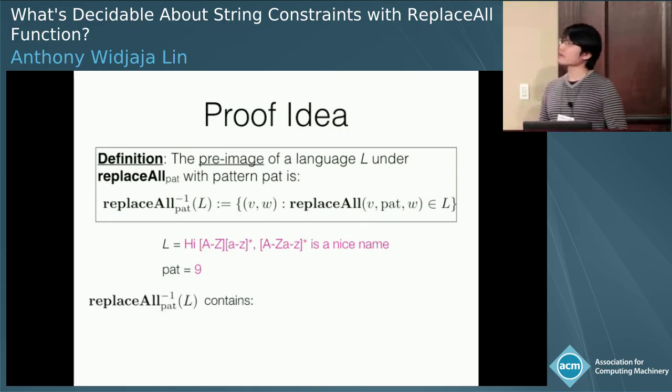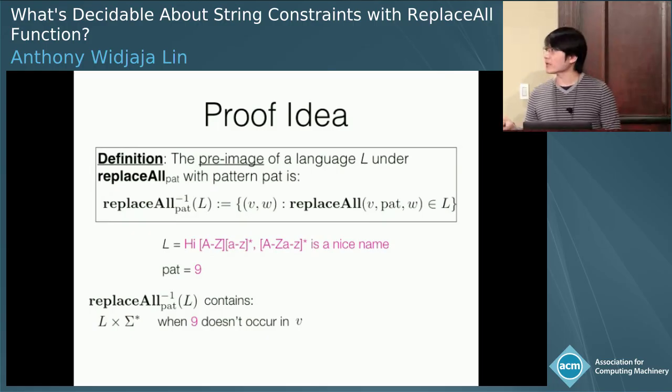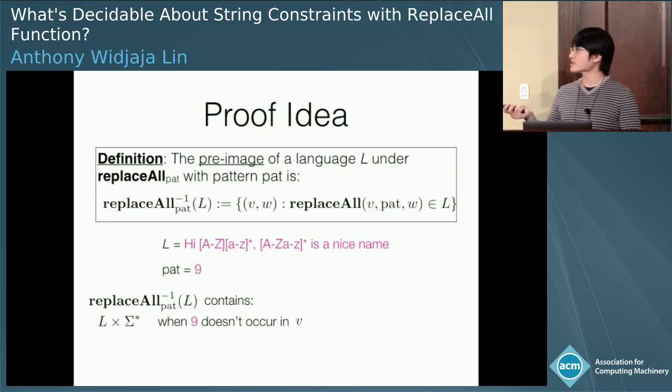So this pre-image is actually a complex set, but let's go through some of the examples here. For example, if 9 does not occur in V, that is, does not occur in the subject, then you don't actually have any constraint. So the subject can match anything in L, and the replacement string can be anything.